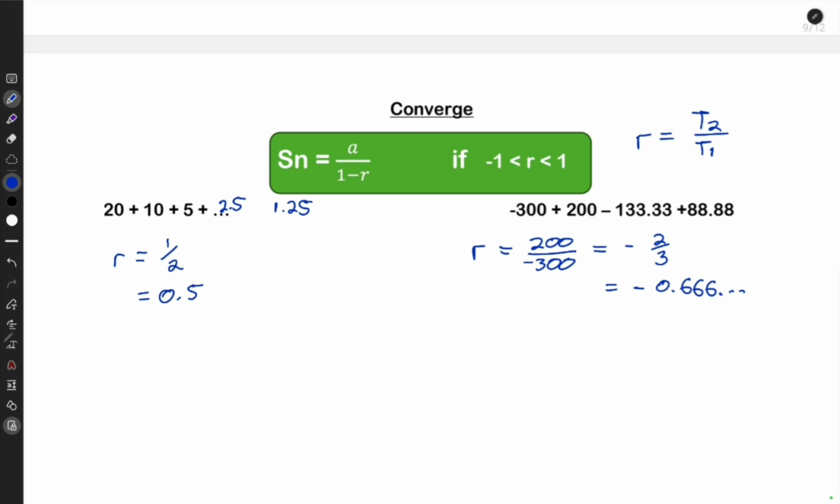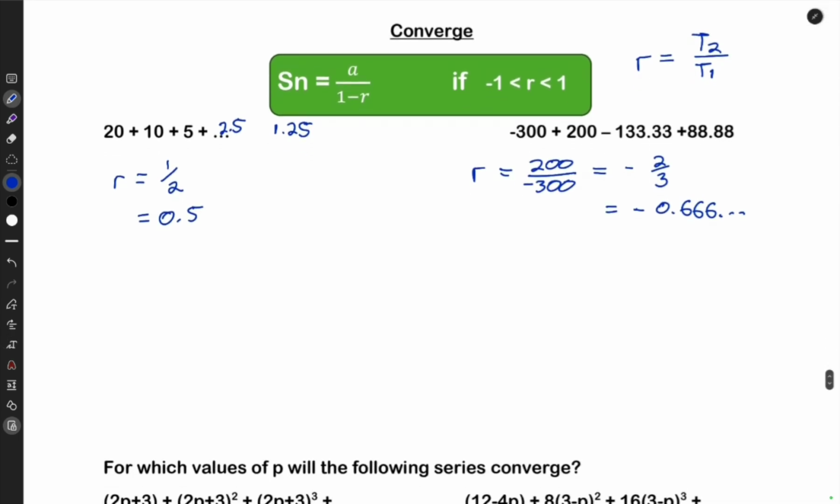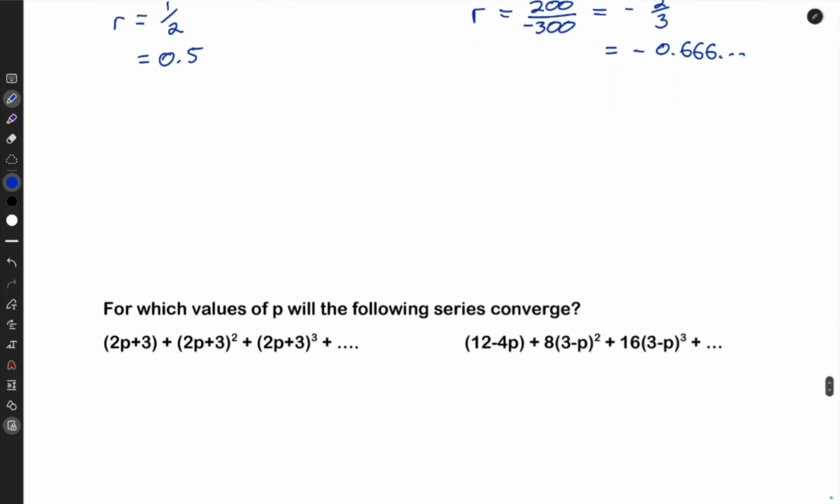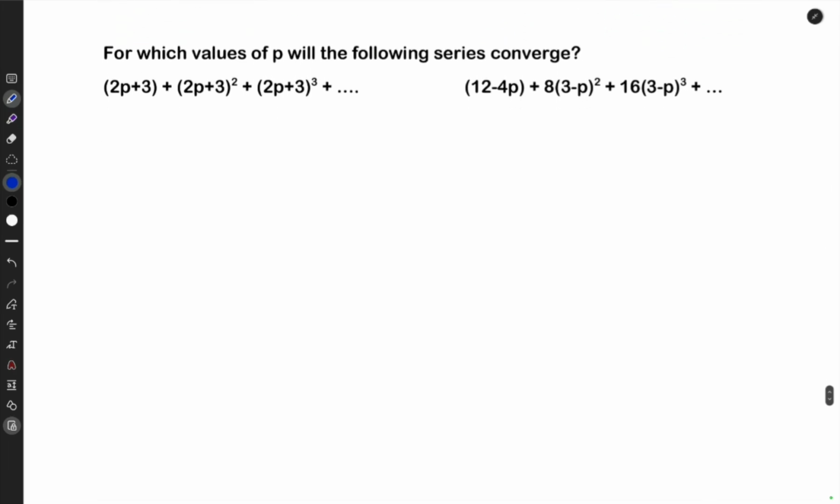Okay. So the questions you are going to get now is going to say, find the value of X or P or any variable which would make the series converge. So let's look at these two examples. So what we just established up top is something converges if the R value lies between -1 and 1.